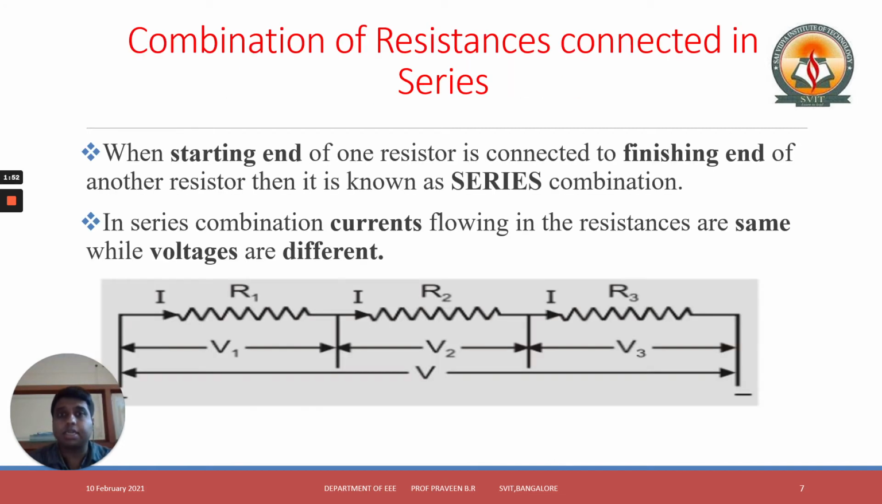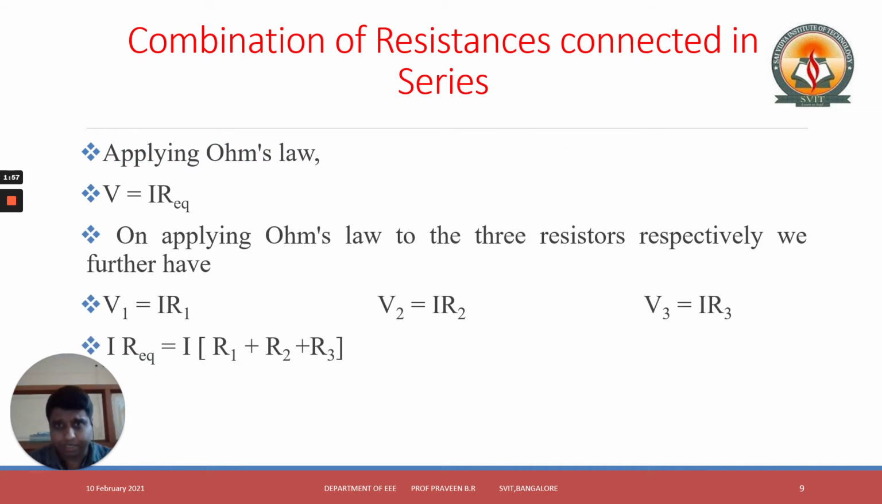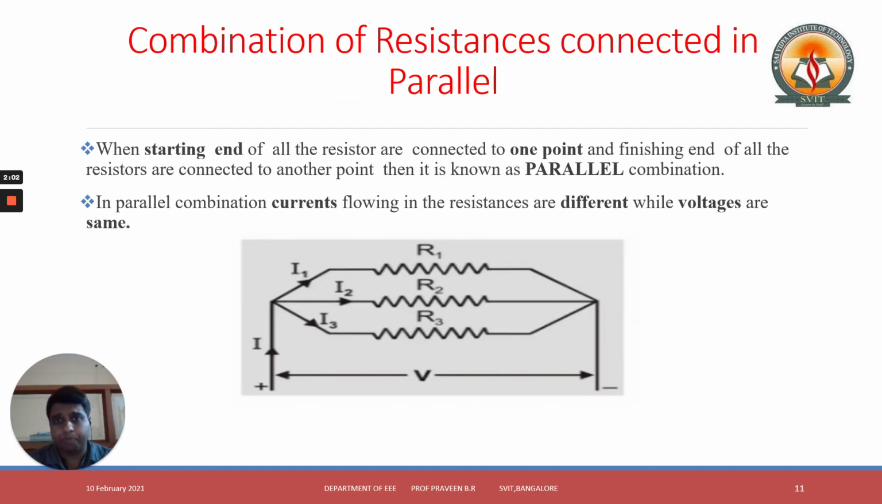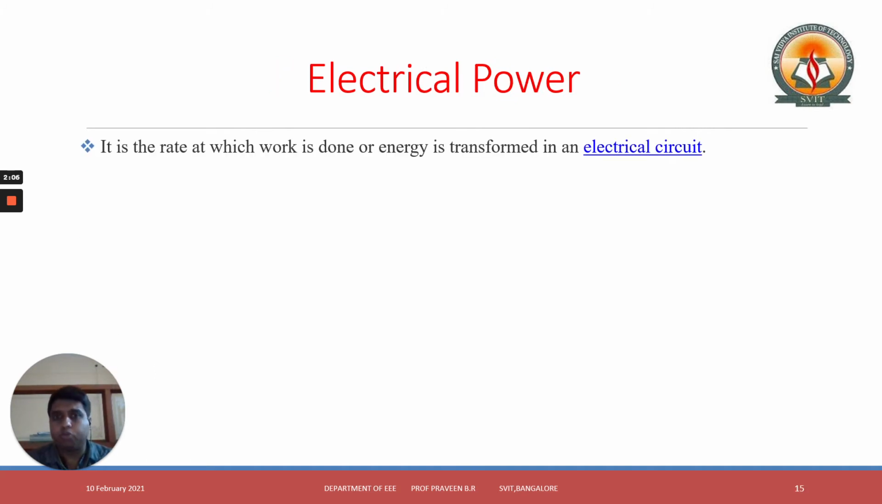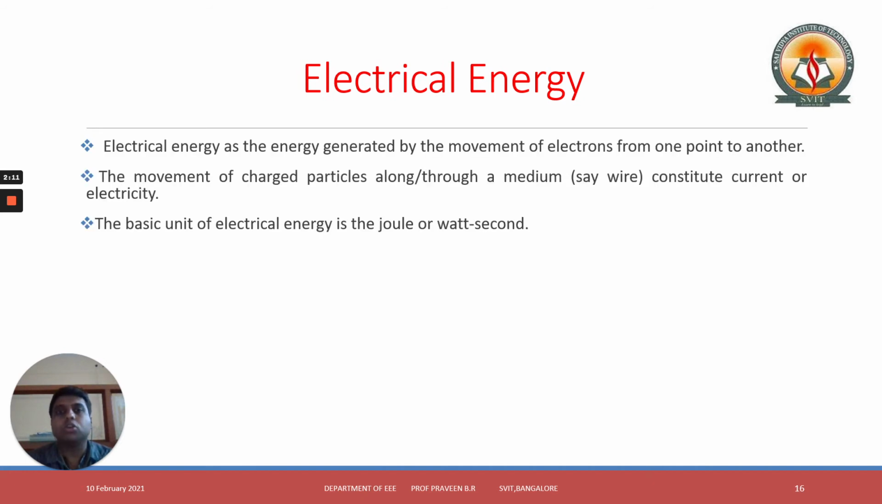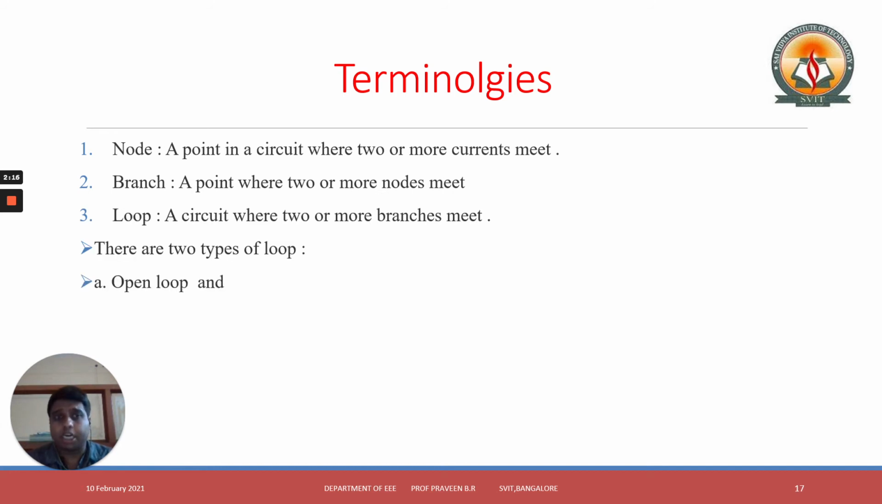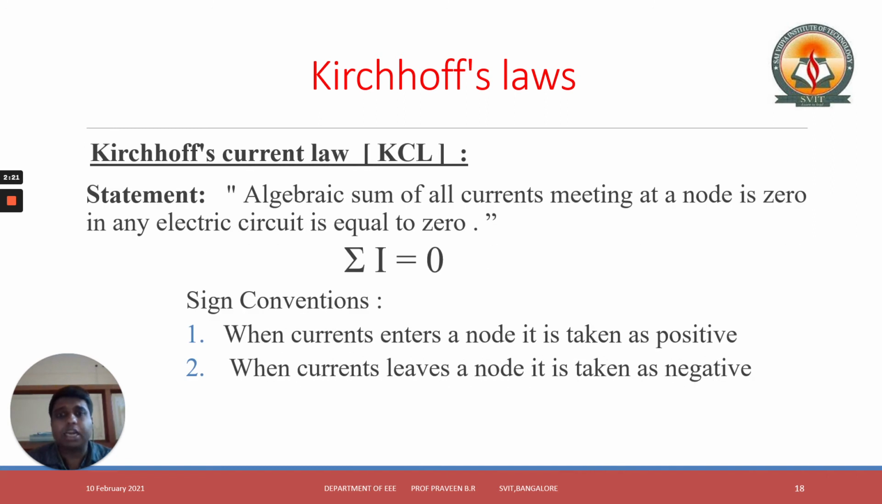Let's see what is Kirchhoff's law. Kirchhoff's laws are of two types. One is Kirchhoff's current law and the other one is Kirchhoff's voltage law. Kirchhoff's current law is applicable to both open loop and closed loop, while Kirchhoff's voltage law is applicable only to the closed loop. What is the statement of Kirchhoff's current law? It states that the algebraic sum of currents meeting at a node is equal to 0. That is, summation I equals 0.